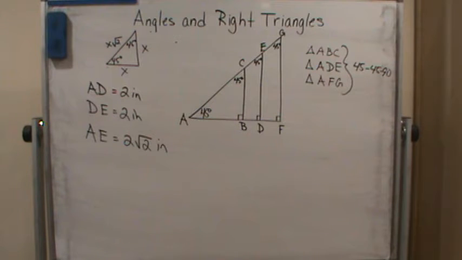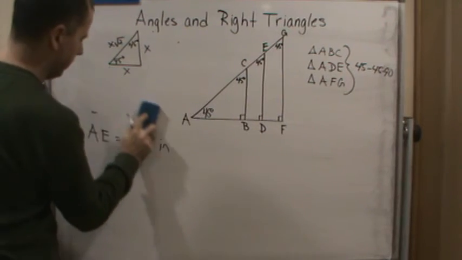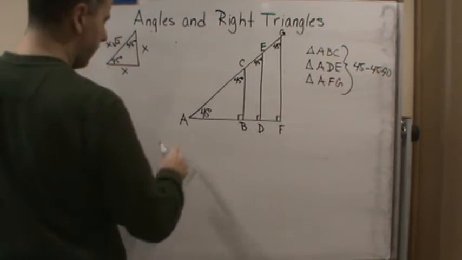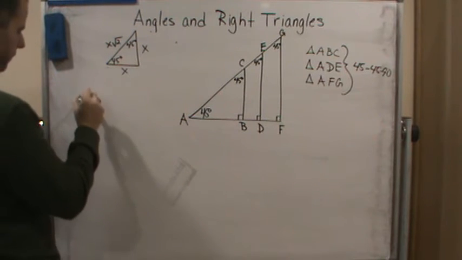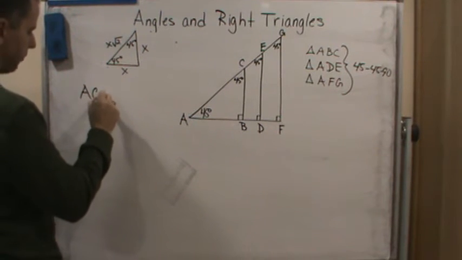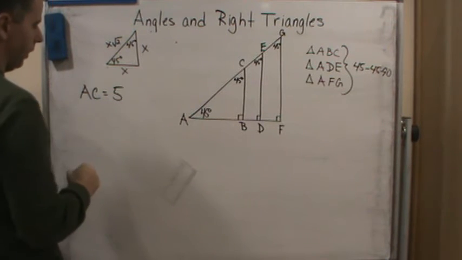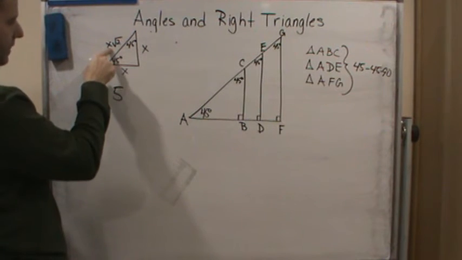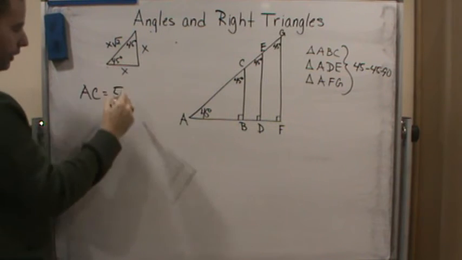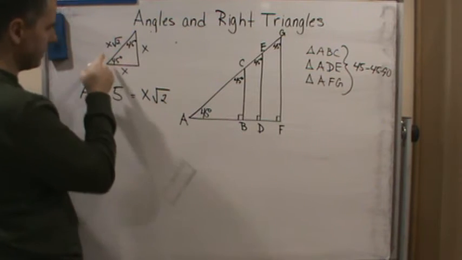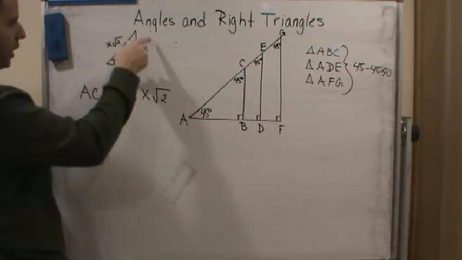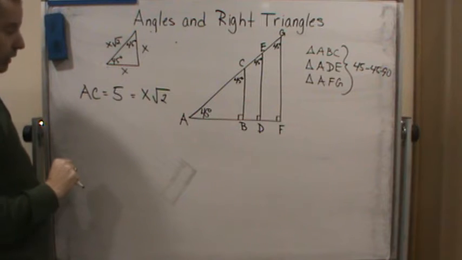Now, what about AC if AC was 5 inches? So let's start over. What if AC was 5 inches? Well, that's the hypotenuse, right? So if AC is 5 inches and that's equal to this, well, that means this has to be equal to x times the square root of 2, right? Because this is my general triangle.